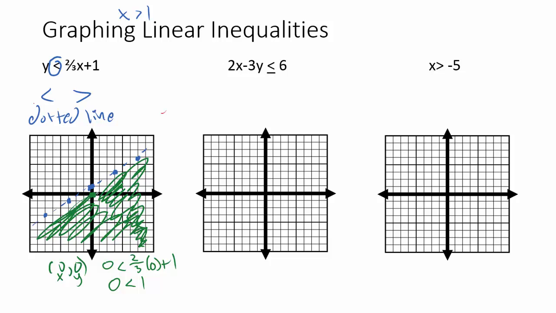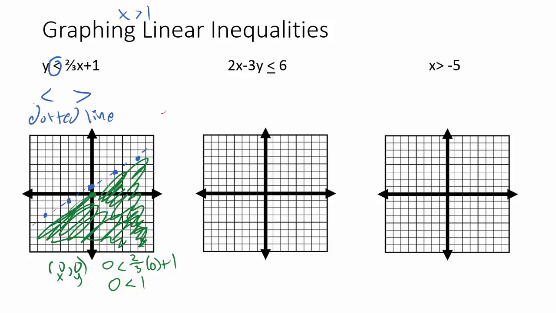Now, if you look here, if this was not a true statement, if I got something like 0 is less than -10, then I would actually see that this side would not be in the solution, and I'd have to shade the upper half of the line over here. So if it's true, we shade on that side. If it's not true, we shade on the opposite side of the line.